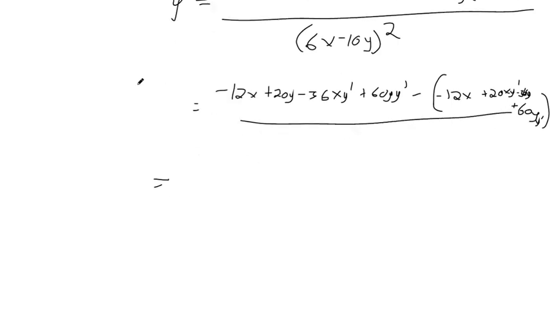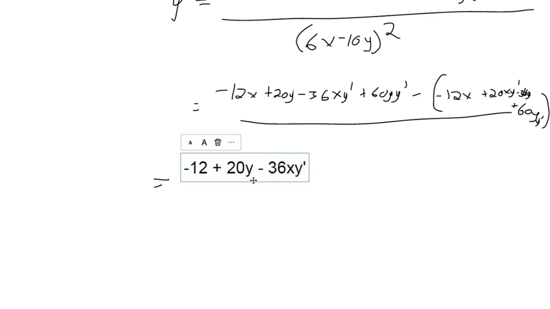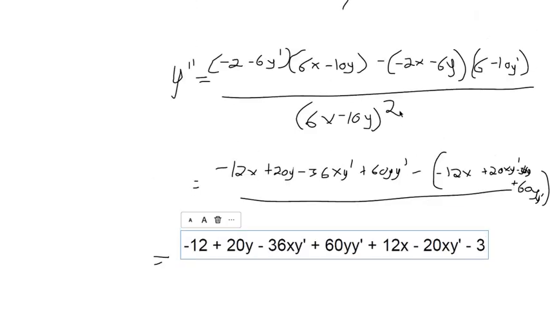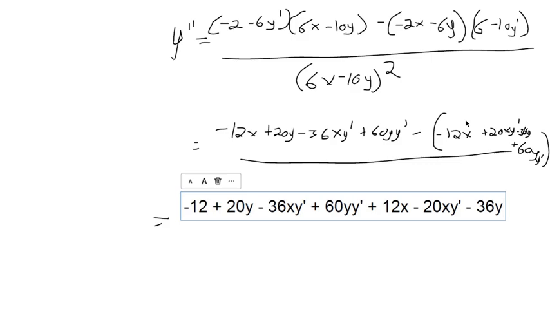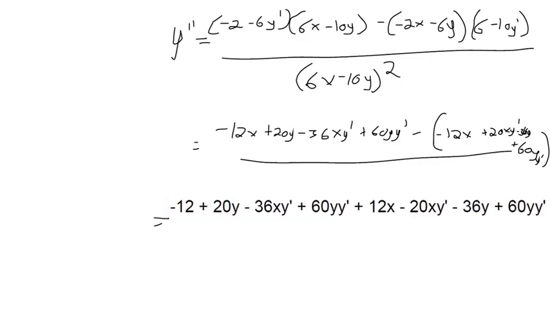So I'm going to distribute that negative sign and combine like terms. So typing is probably easier again. Got negative 12x plus 20y minus 36xy prime plus 60y prime. So it's minus a negative, so that's plus 12x minus 20xy prime minus 30. I can't read my handwriting. What was this? That's 36y plus 60y y prime. And the bottom's still the same. I'm going to save myself some writing there. The bottom is all this stuff.